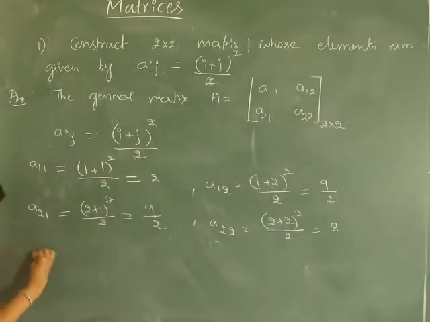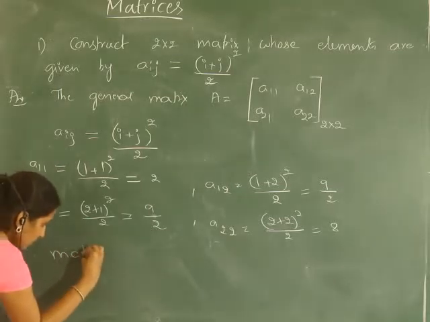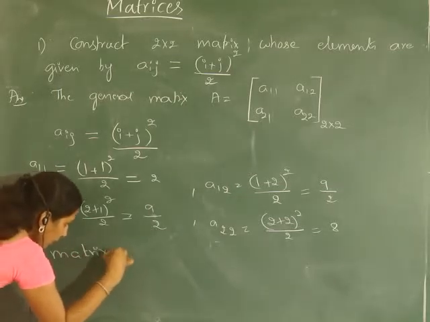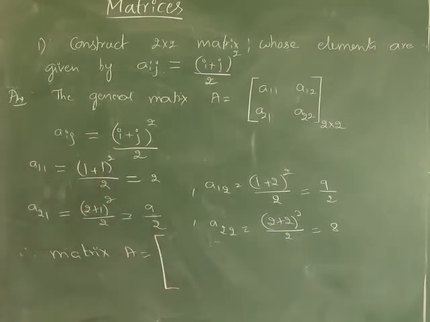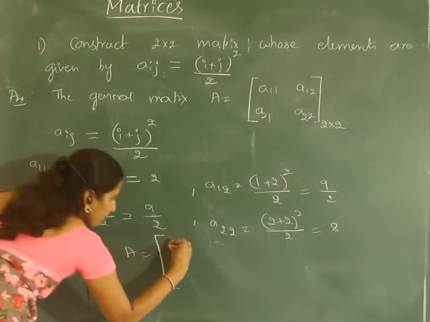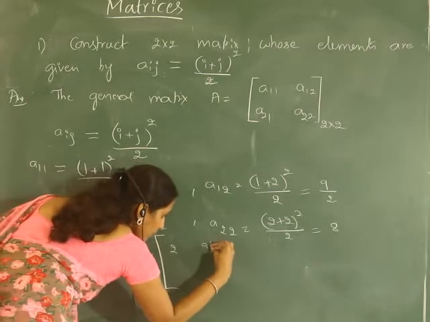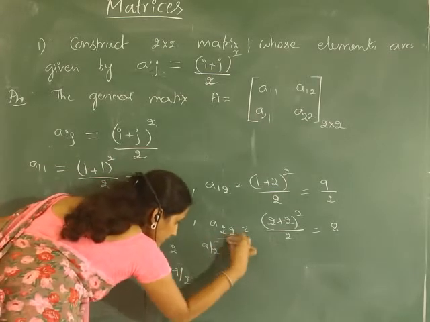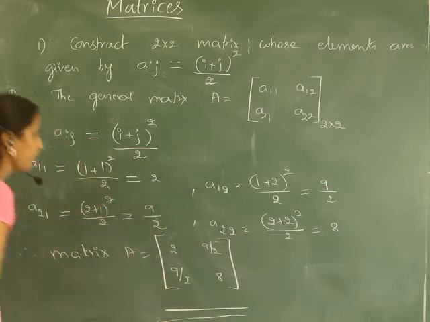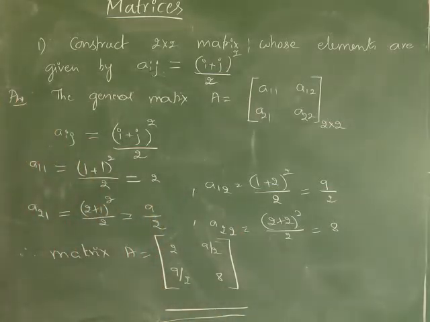Therefore matrix A is equal to, the elements are 2, 9 by 2, again 9 by 2, and 8. So this is the required matrix. So matrix A is this much. So by considering Aij we can calculate this matrix. So this is one problem.